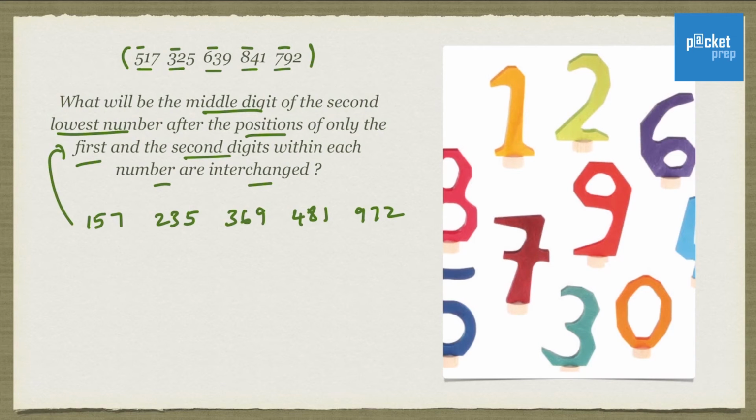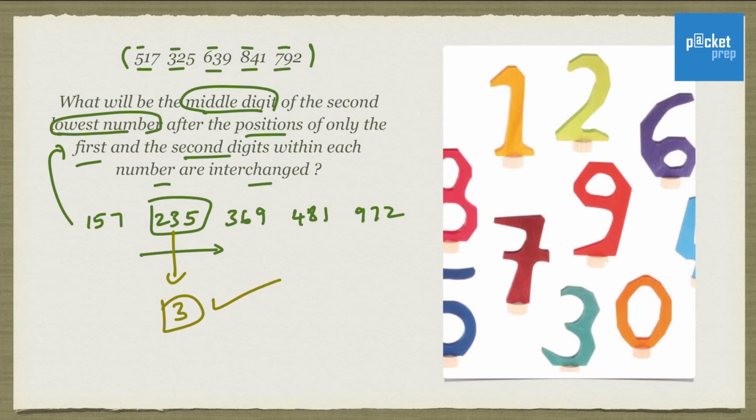Now let's get into the question. What will be the middle digit of the second lowest number? In order to get the second lowest number, we need to check whether these numbers are in ascending order. Of course, they are in ascending order. So the second lowest number is 235 and the middle digit is 3. So the answer is 3. So in number test, you will be given certain numerals where you have to interchange their positions, or you have to arrange them in ascending or descending order, or you will be given certain conditions based on which you need to solve the questions accordingly.